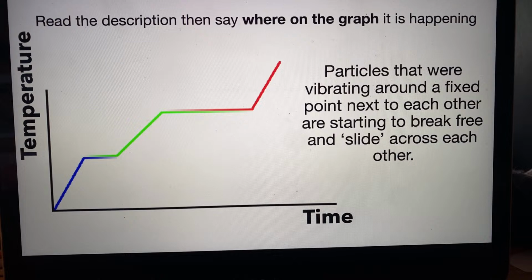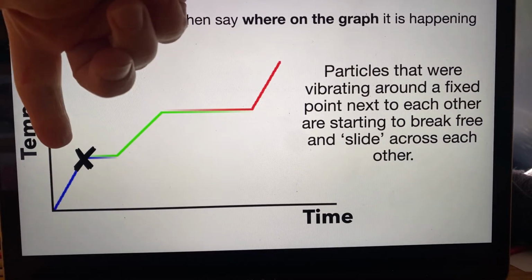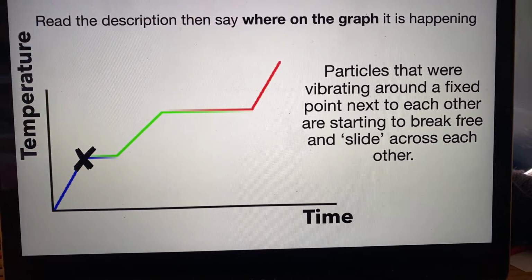So they were vibrating around a fixed point next to each other. That's what a solid is, isn't it? But now they're not that anymore. They're starting to break free and slide across each other. So that's basically what the melting point is, isn't it? It's when they're just starting to display liquid-like behaviour instead of solid-like behaviour. So that's here, this is your melting point where the solid is starting to melt into the liquid.